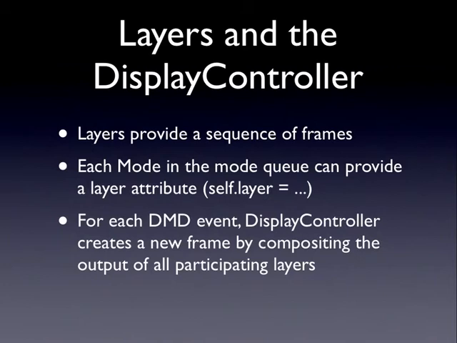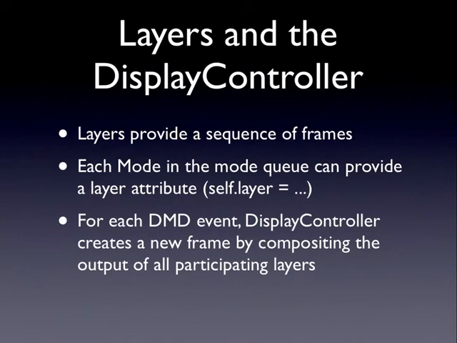The display controller, for every DMD event that it receives, says, okay, I need to build a new frame. So I'm going to go through the mode queue, and I'm going to start at the top, and I'm going to get the topmost mode that has a layer attribute. So it asks the mode, do you have a layer? If it has a layer, then it returns it. And basically, it composites the modes that have layers that are providing frames. It composites those all together.